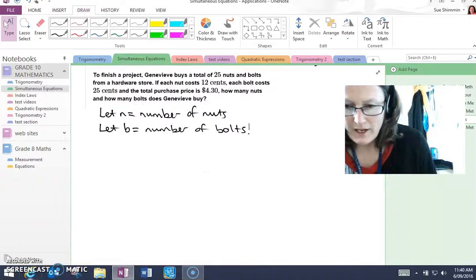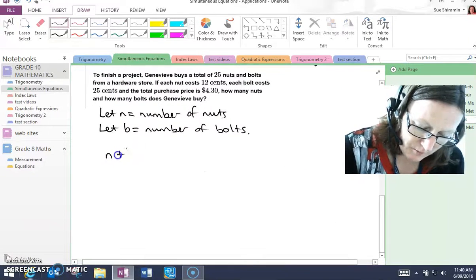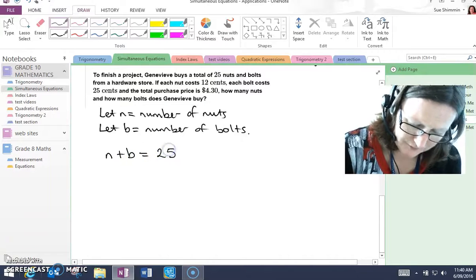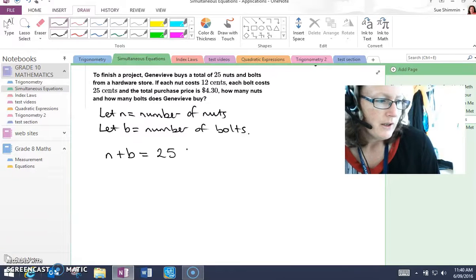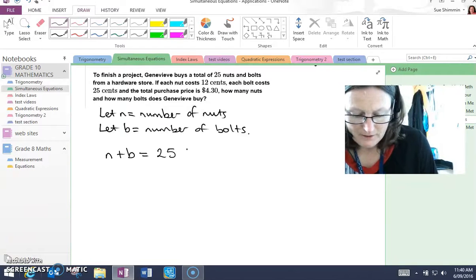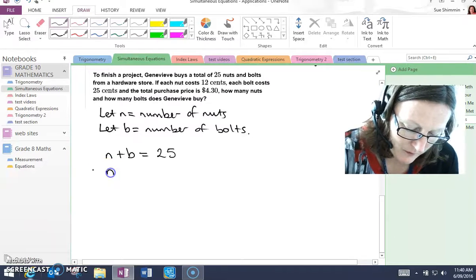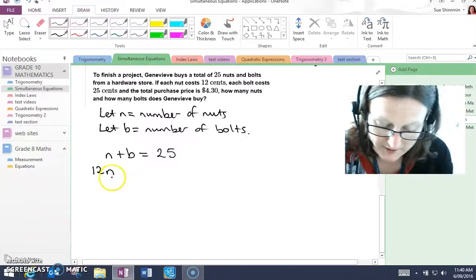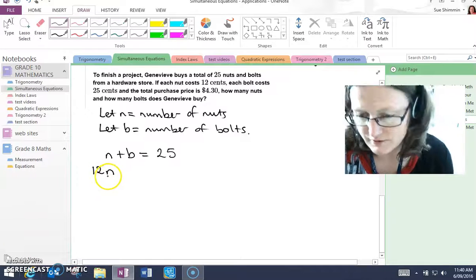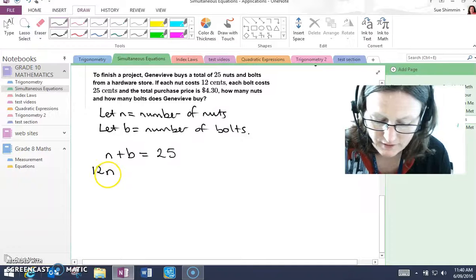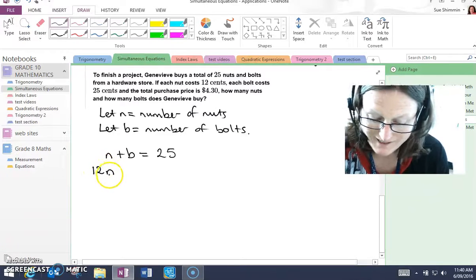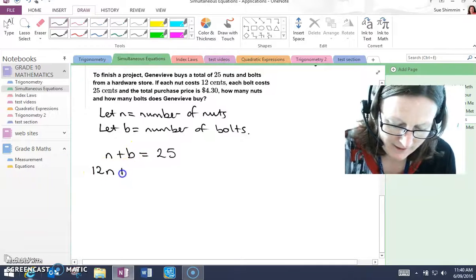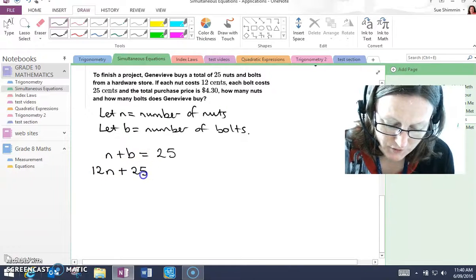So in total, if we add together the nuts that Genevieve buys and the bolts that Genevieve buys, it's a total of 25. We don't know how many nuts, we don't know how many bolts, but we know together there's 25. The next step is that each nut costs 12 cents. So there's a nut. If we times that by 12, if she buys 10 nuts, for example, it's 120 cents. If she bought 5 nuts, it's going to be 60 cents because 5 times 12. So however many nuts she buys, you times it by 12 to work out the cost because each nut costs 12 cents.